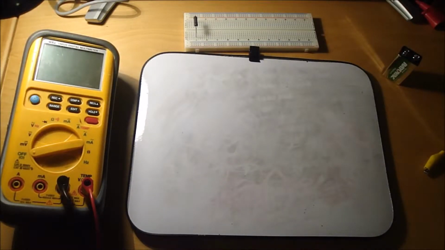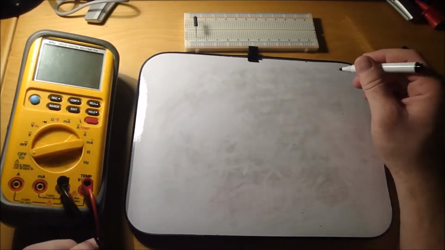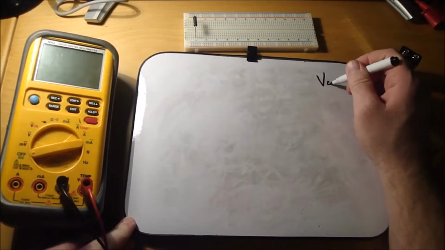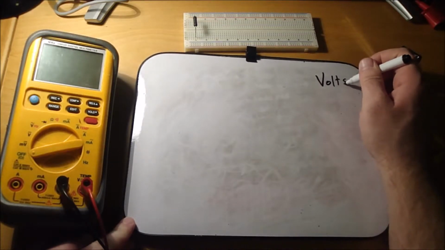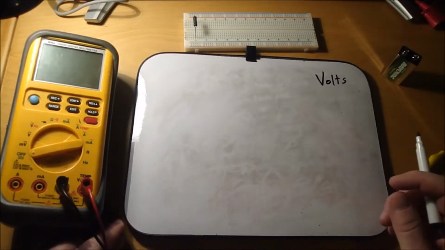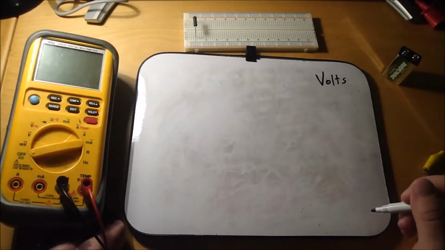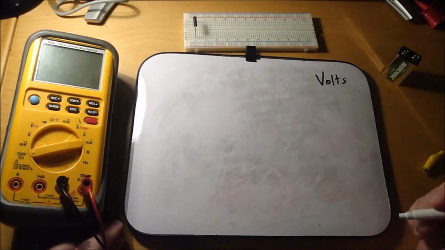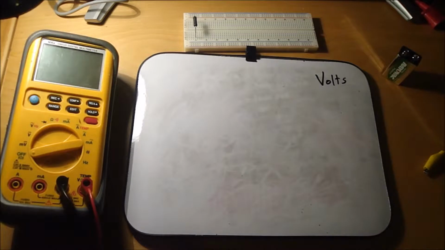Alright, so today we're going to talk about volts, current, resistance. First up we got volts. Volts is basically the electrical potential between 2 points. So to measure volts, you got to know what kind of volts you have. There's two different types of volts.